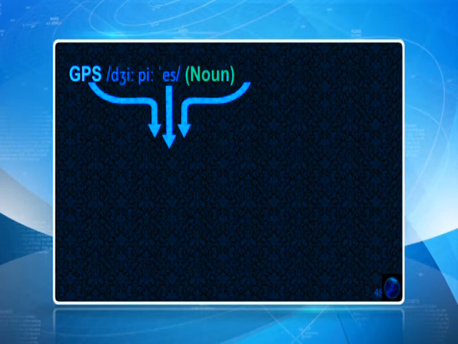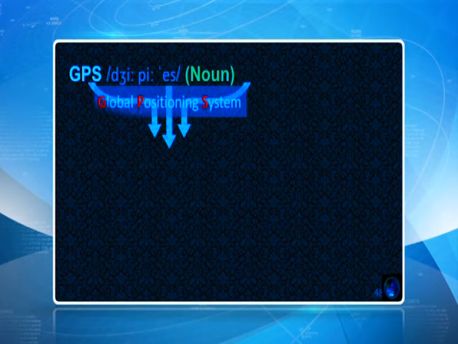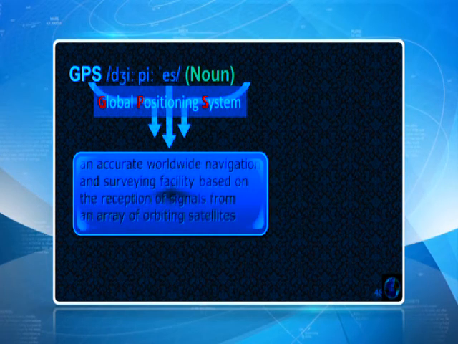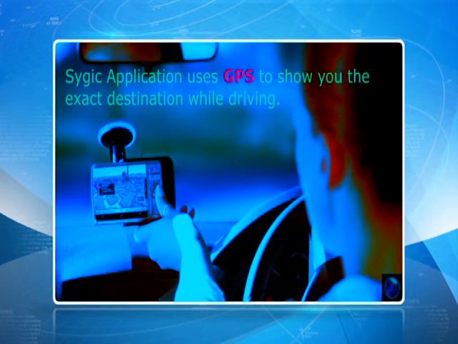The following word is GPS. GPS is a noun, which means global positioning system. It's defined as an accurate worldwide navigation and surveying facility based on the reception of signals from an array of orbiting satellites. For example, a navigation application uses GPS to show you the exact destination while driving.